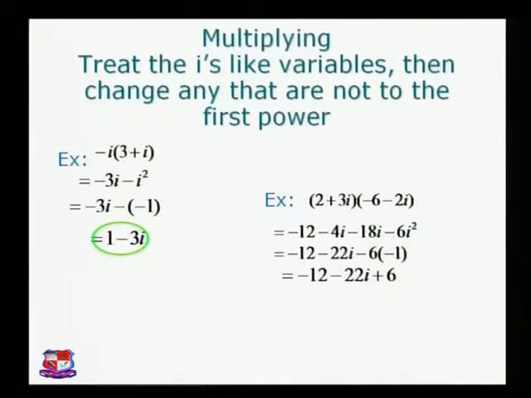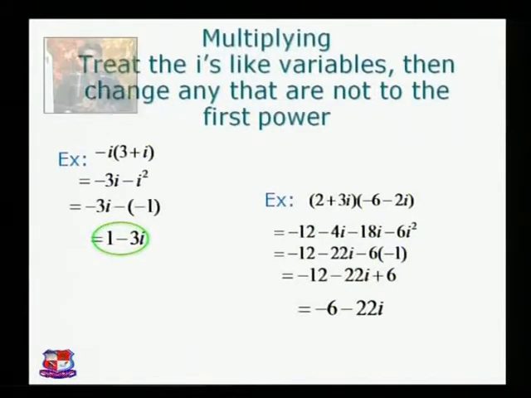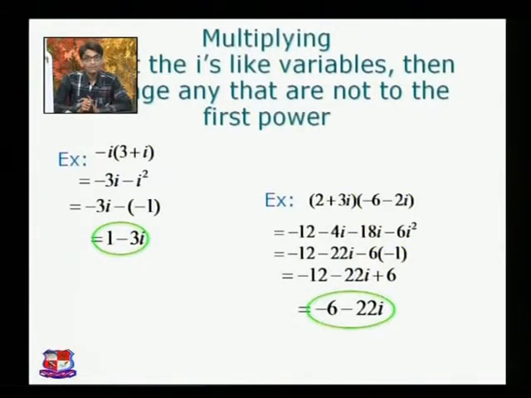and put i square is equal to minus 1, so we will get minus 12 minus 22i plus 6, and 6 again, that is a real number, so minus 12 plus 6, that is equal to minus 6. So final answer is minus 6 minus 22i, which is our final answer of the multiplication of the complex numbers 2 plus 3i and minus 6 minus 2i.